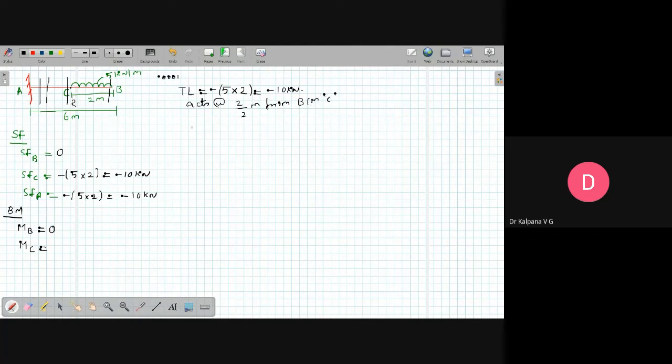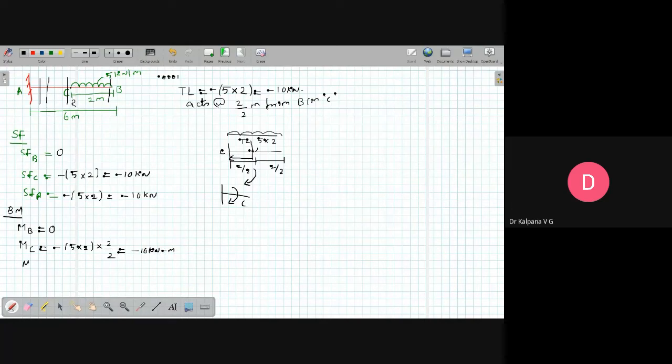Both are the same. Right? So moment at C equals the total load 5 × 2 acting at 2/2 meters. That can be converted into total load 5 × 2, and we want to take moment about C. The distance is 2/2 meter. So total load into distance. To the right of the section, clockwise moment is hogging, which is minus 10 kilonewton meter.